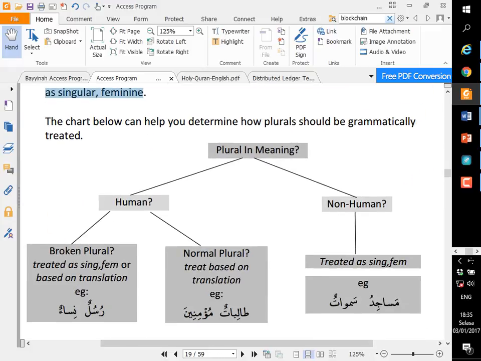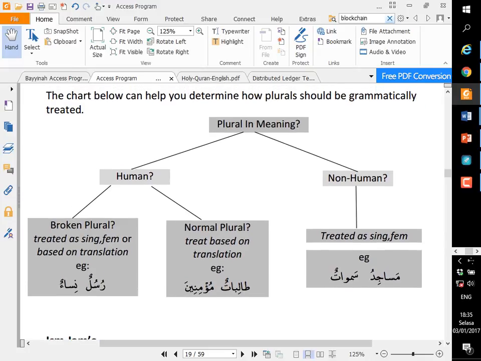This is the logic sequence you might find useful when you find a word. You should know if it is plural. If it's plural, then you should decide whether it is human or non-human. If it is human, is it broken or normal? If it is broken, you can treat it as singular feminine or as the translation says. If it is normal plural, you treat it as the translation says. For non-human, you treat it as singular feminine.